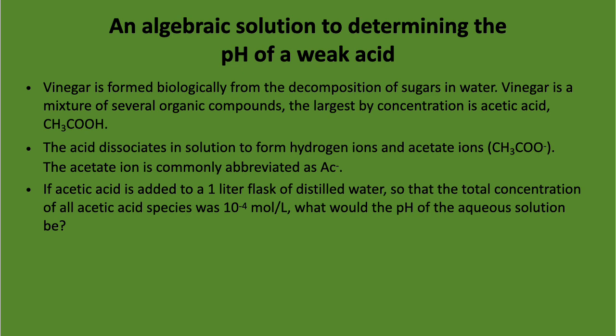If we take another weak acid, such as vinegar, which is formed from the biological decomposition of sugars in water, we can determine the pH of an aqueous solution from adding the weak acid vinegar in solution. The vinegar reacts or dissolves in solution to form the acetate ion, CH3COO-, and we'll abbreviate the acetate ion as AC-. If we take the acetic acid and add it to a 1 liter flask of distilled water so that the total concentration of all acetic acid species is 10 to the minus 4 moles per liter, we want to determine what the pH of this aqueous solution will be.